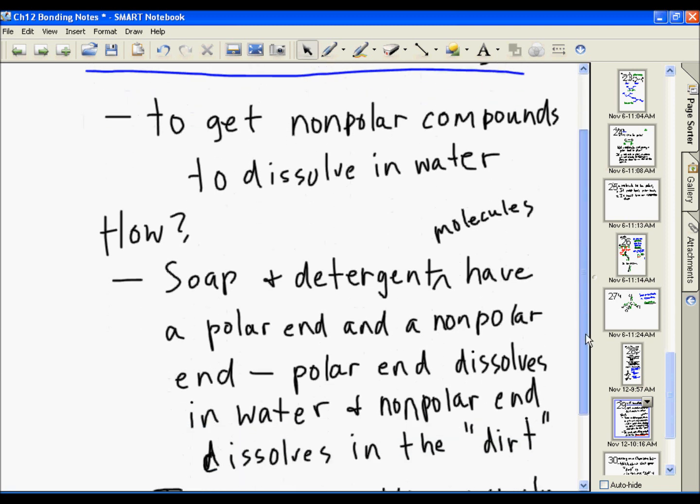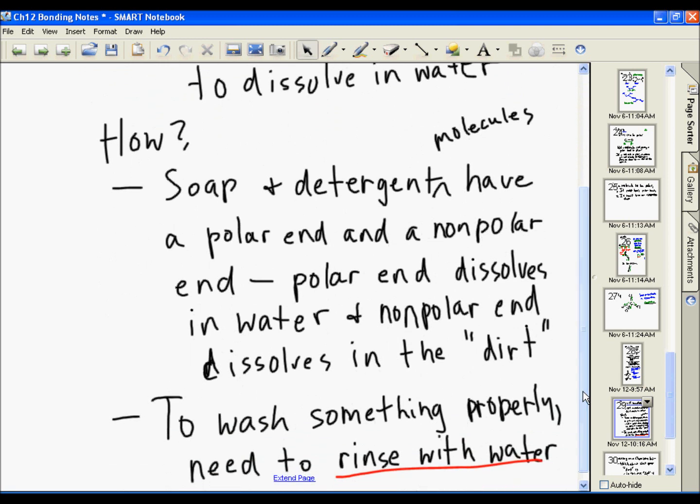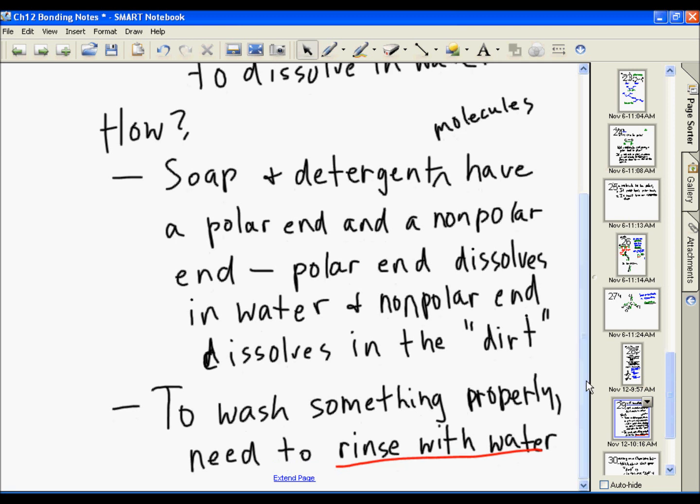And how does it work? Well, soap and detergent molecules have a polar end and a nonpolar end. The polar end will dissolve in water, and the nonpolar end will dissolve in your nonpolar dirt and then carry it into water solution. And then you can rinse it off.